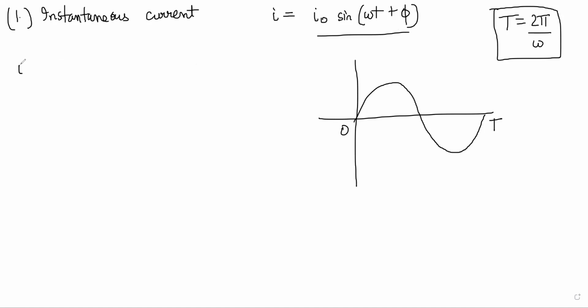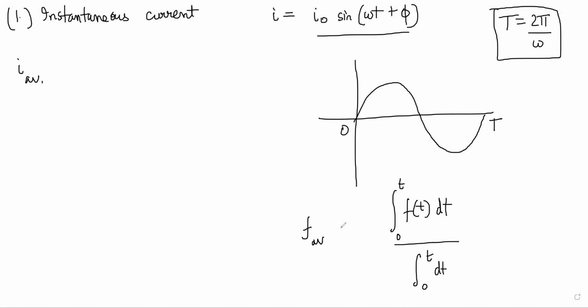Now, the average value of the current. In definite integrals, we saw that the average value of any function f of t can be written as the integral of f of t dt from, say, 0 to T, divided by the integral of just dt from 0 to T, right?